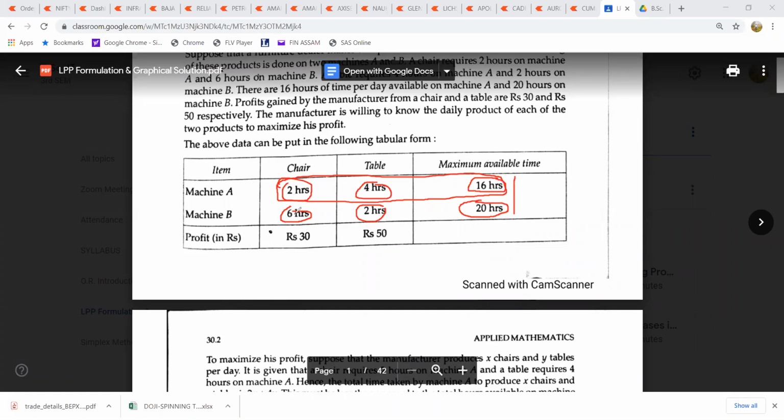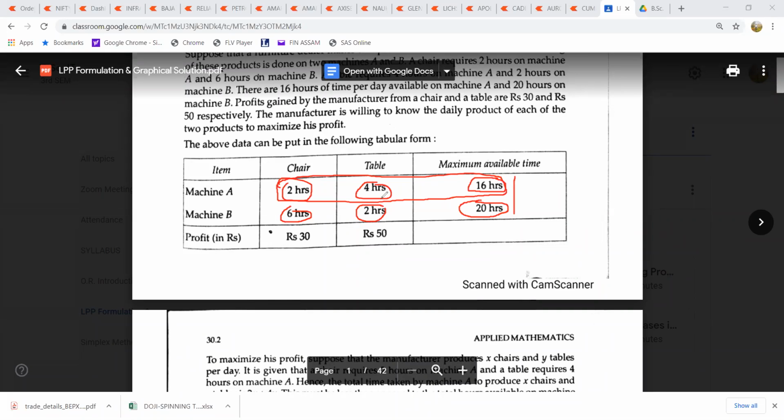And for machine B, the condition will be 6x plus 2y less than or equal to 20. And obviously the variables which you have chosen, X and Y, these two variables should be greater than or equal to 0.